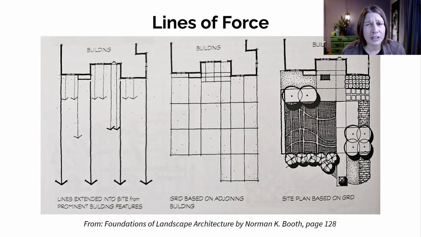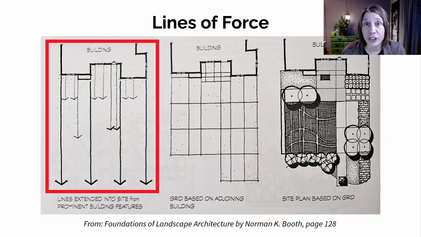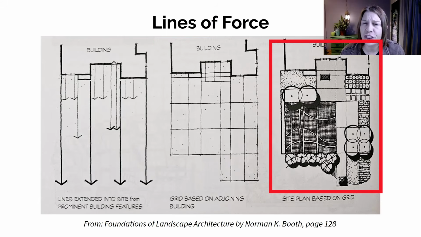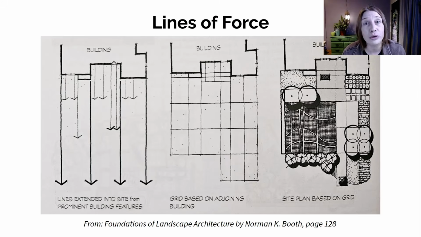And lines of force are really simple. They're just imaginary lines that you draw outward from your house. You draw the lines from your doors, from your windows, from the corners of the house, from other structures on the property. And these will help you create a flexible grid that helps shape your layout and start to align the pieces of your landscape with your actual home and the structures on your property. So just think of it as connecting your house to your landscape.